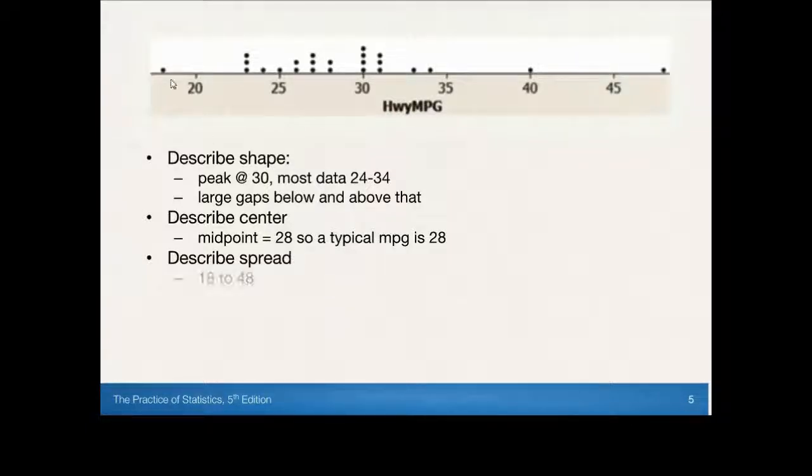Next is the spread. The spread is from 18 to 48, and you can look at the data table to see that. And then the next question, are there any outliers? So it appears as though this 18 is outlying from the main group, as well as the 40 and the 48. We're going to have a numerical way to figure that out in the next section. For right now, we're just going to basically do that.